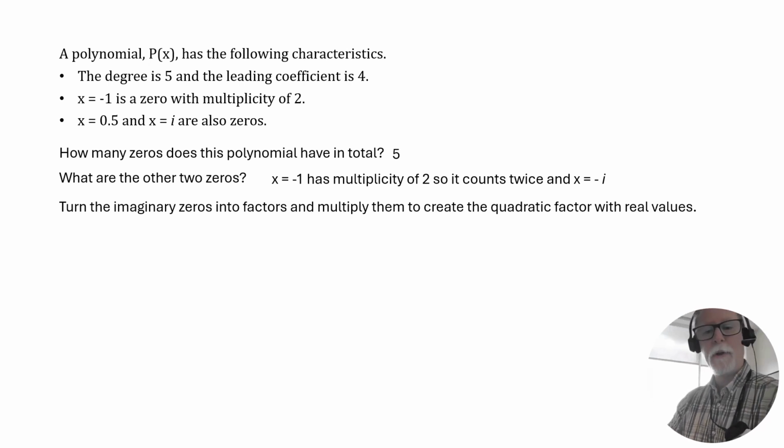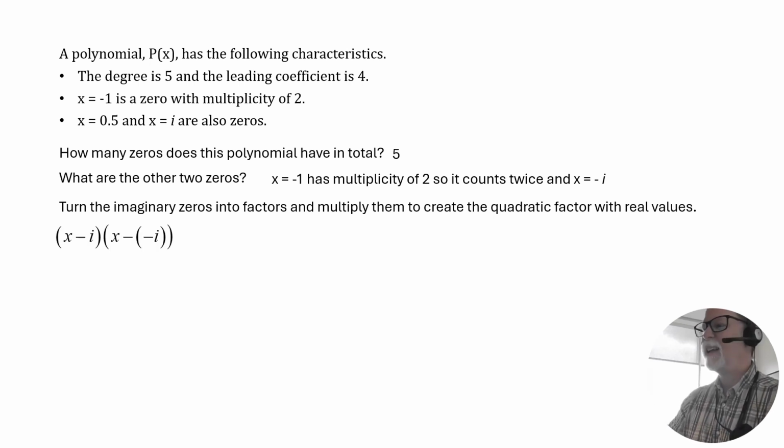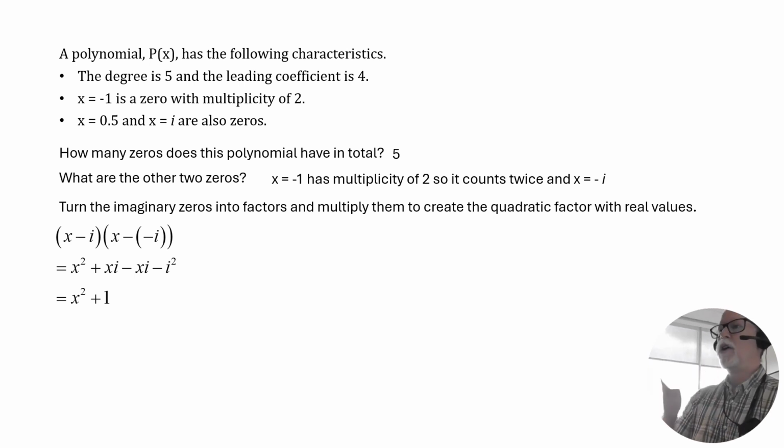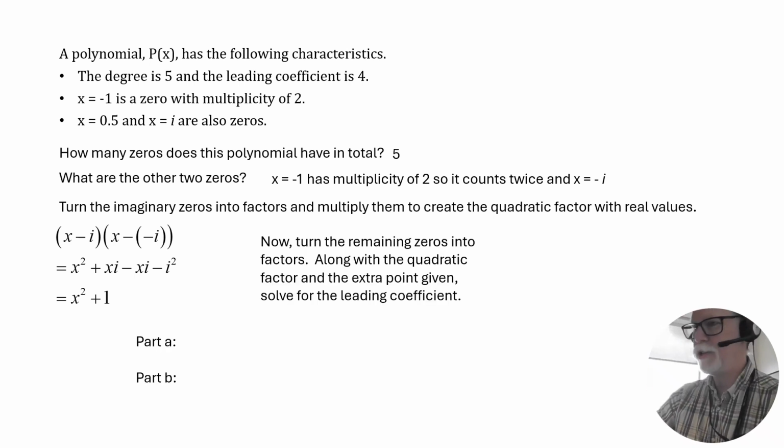Like before, I'm going to start with the imaginary zeros and I'm going to turn them into factors and multiply to get that quadratic that has real values. We are told the leading coefficient. We do not need to calculate the leading coefficient. I can now just answer the questions.